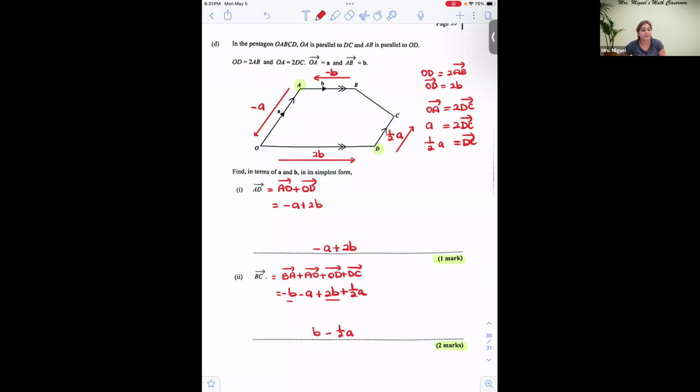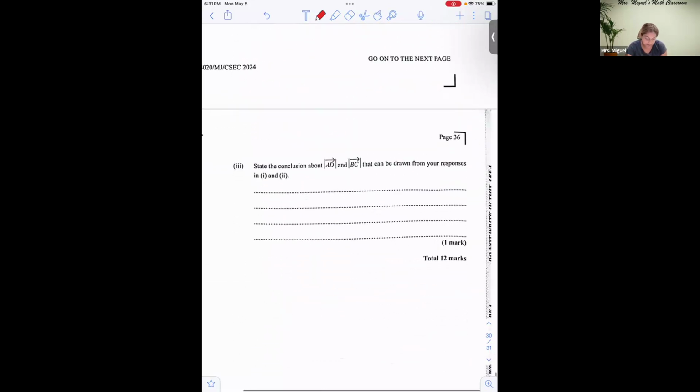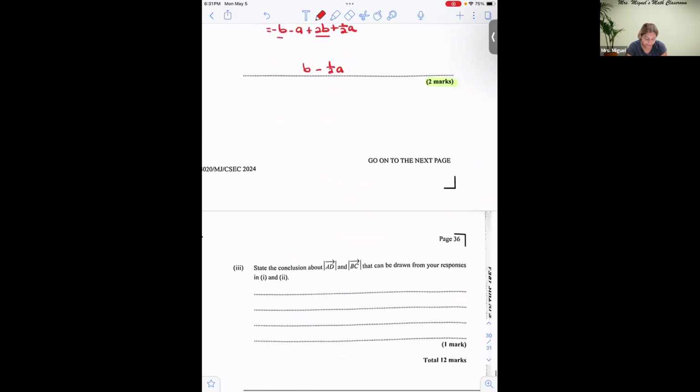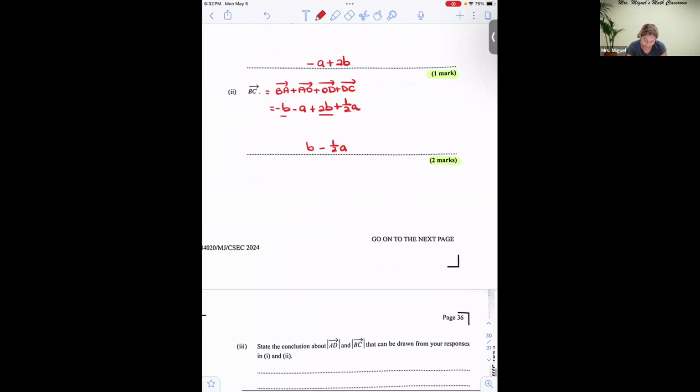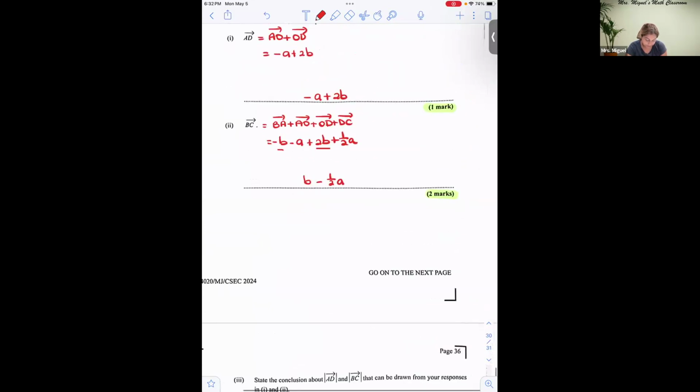So I do hope that you were able to get that. And remember, vectors traveling in opposite directions are called opposite vectors and the sign must change. So we would have scored 2 and 1, 3 marks. State the conclusion about AD and BC that can be drawn from your responses.